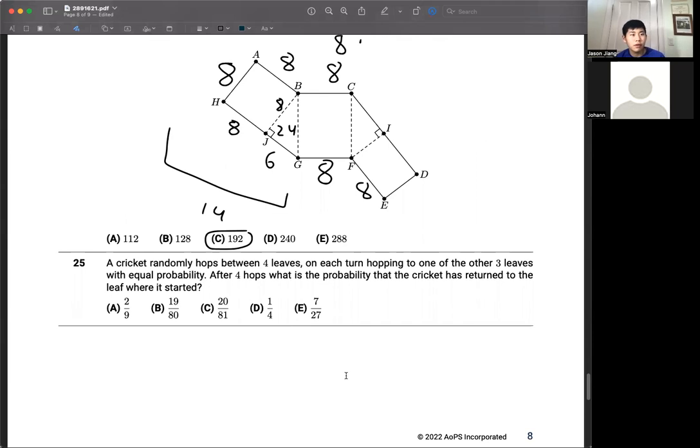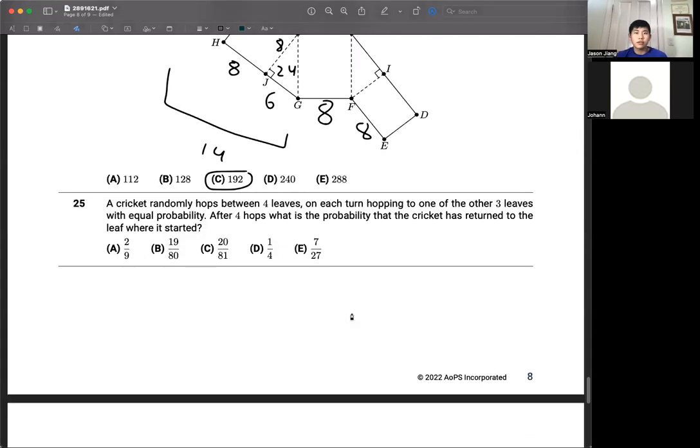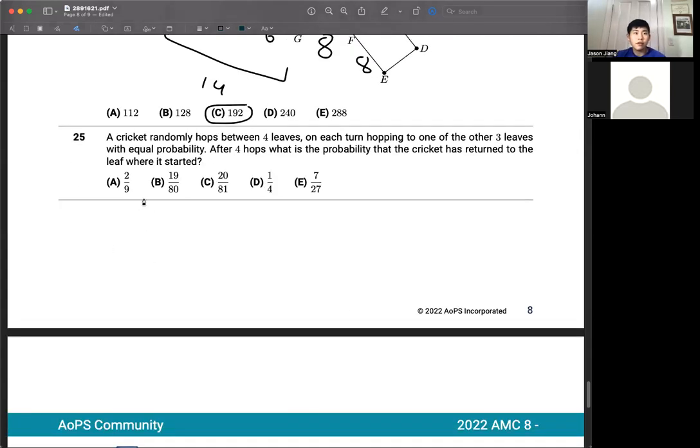Problem 25. A cricket randomly hops between 4 leaves, on each turn hopping to one of the other 3 leaves with equal probability. After 4 hops, what is the probability that the cricket has returned to the leaf where it started? So, after the first hop, there's a 0% chance of being on the leaf it started, because it must be on a different leaf. Now, after 2 hops, the probability that it goes from the leaf it was on back to the original is just 1/3.